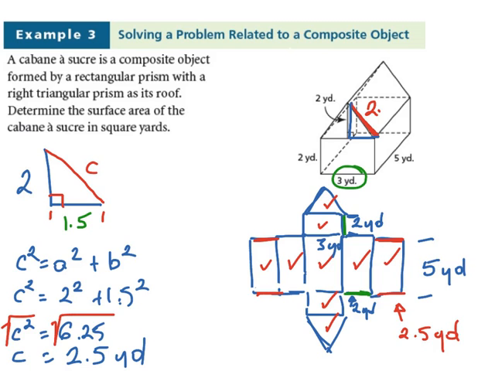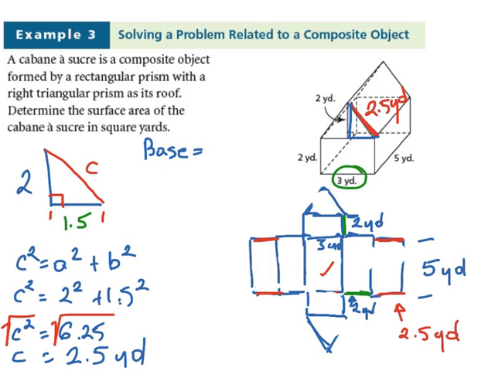Now we're going to use all these dimensions to find the surface area of all of these shapes, and then we're going to add them. So the first shape we're going to be looking at is the base. So surface area. Base is length times width, which is 3 times 5. That's 15 yards squared. So we have the base. So that's done. Now we have 2 rectangles, the side walls, and it's 5 times 2.